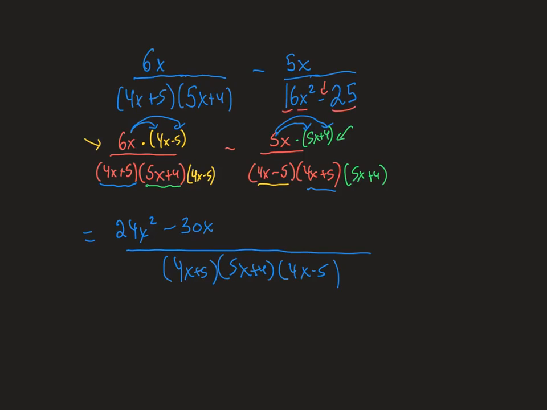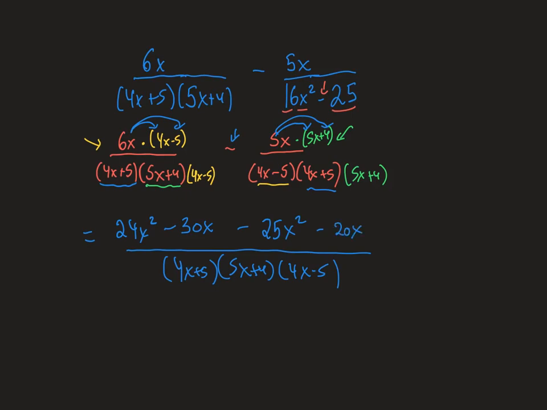Now remember, this is a minus 5x. Do not forget the minus when you're distributing inside. So it's minus 5x times positive 5x, which is minus 25x squared. Minus 5x times positive 4, which is minus 20x.